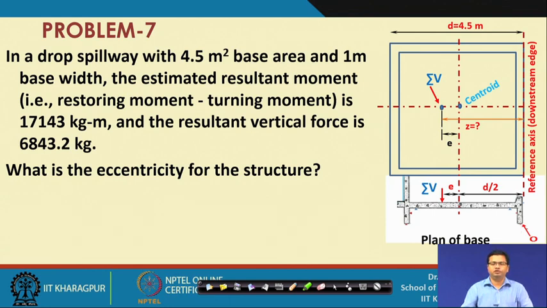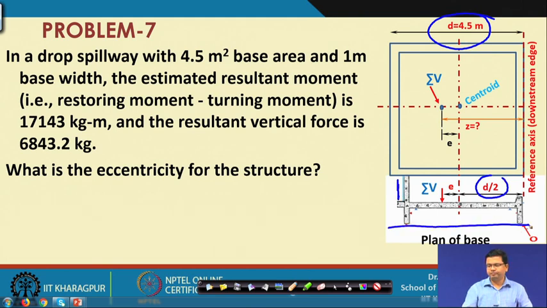You will see this right hand side figure, the eccentricity is computed as follows. This D is given as 4.5 meter. And D by 2, the centroid line, will be equal to 4.5 divided by 2. So, this is our D by 2, and this is your drop spillway, this is the head wall, this is the plane of sliding, and this is the contact surface. We have taken the origin here and our reference axis is at the downstream edge. You can see this is our reference axis.